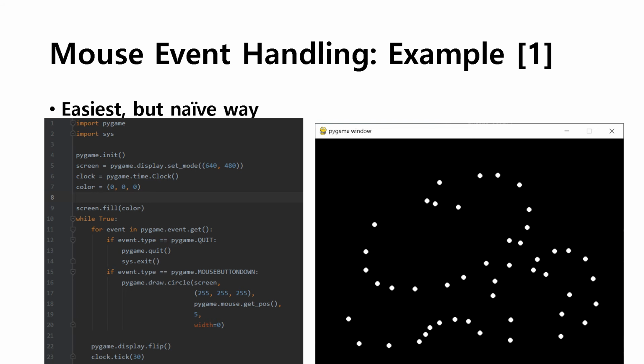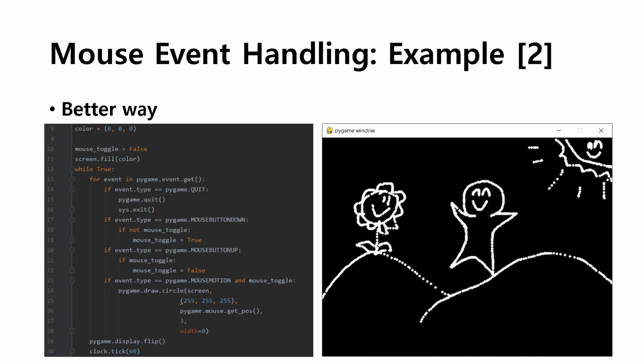It's also not so elegant. We want to draw something like a paint tool, right? So let's improve this. How about this? This version uses a toggle. We can draw a dot continuously as long as the mouse is clicked and held. But as you can see, it is somewhat awkward like this, right?